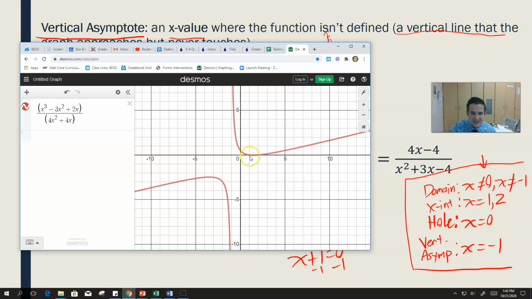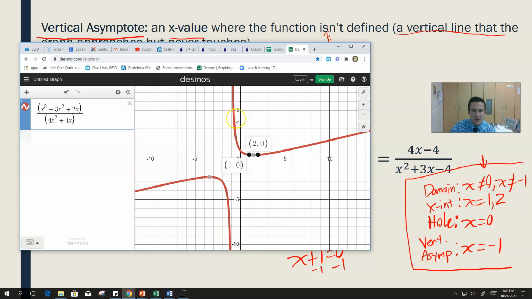I have x-intercepts at x equals 1 and 2. Those are the x-intercepts that I found, 1 and 2. I have a hole at x equals 0. Check this out, right there. At x equals 0, my graph is undefined, so I have a little hole. See that little hole that Desmos gives me?